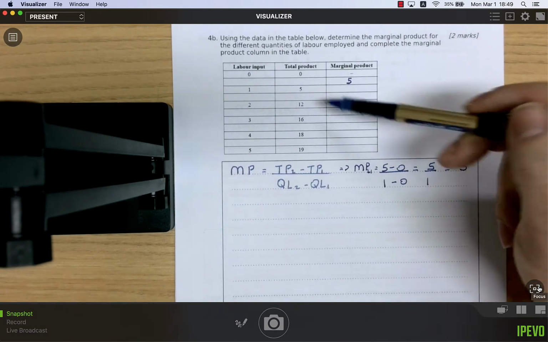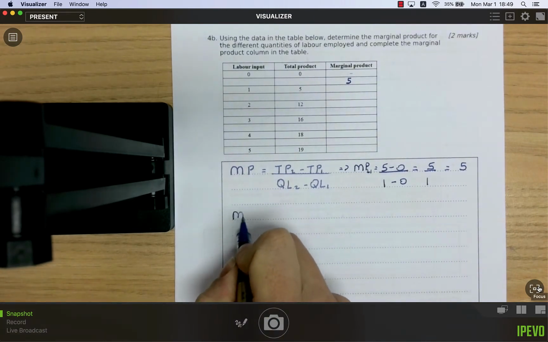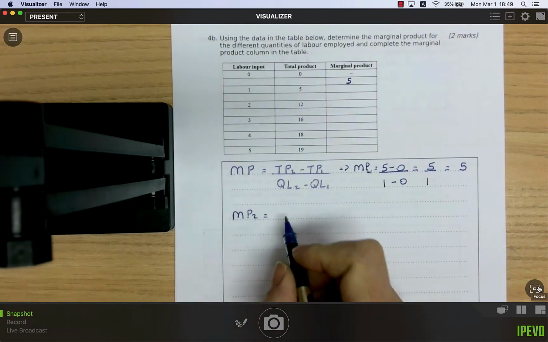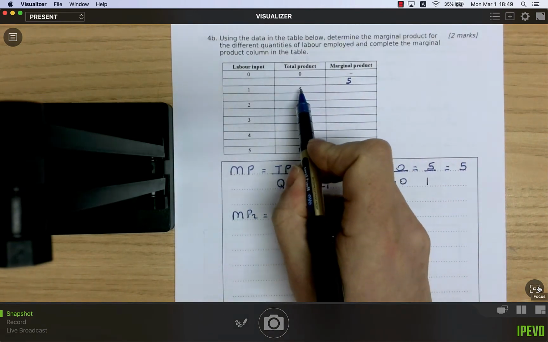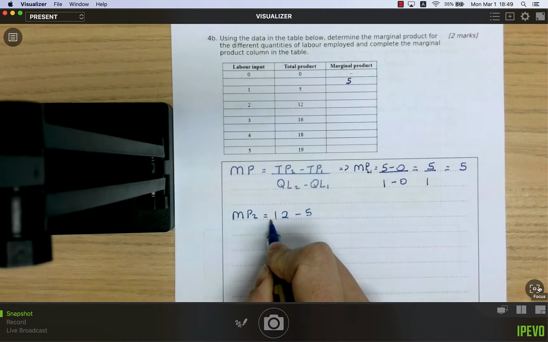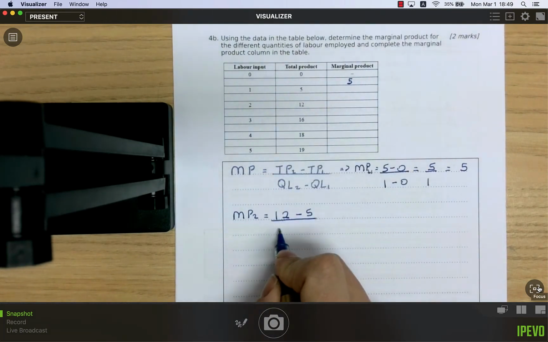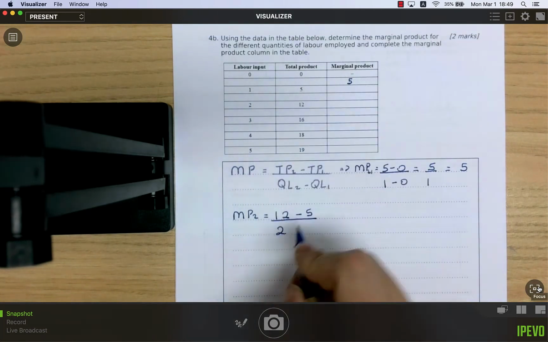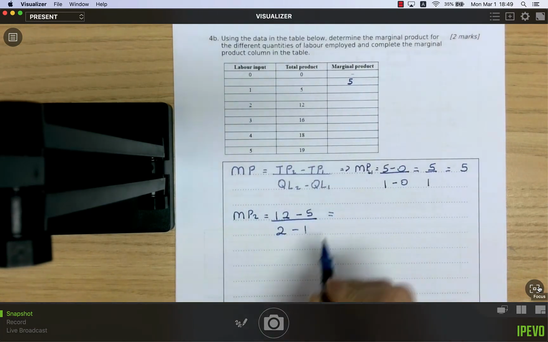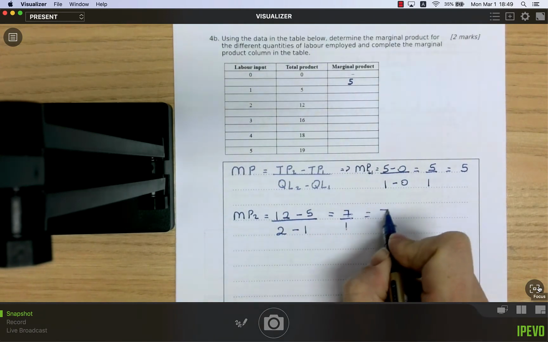Now we can go to MP2, and that equals 12 minus 5, total production after you hire the new worker minus total production before you hired them. How many people are working now? 2. And how many people were working beforehand? 1. I know that this is always going to be 1 on the bottom line, but I'm just going to show you, which is 7 over 1, which is a marginal product of 7.